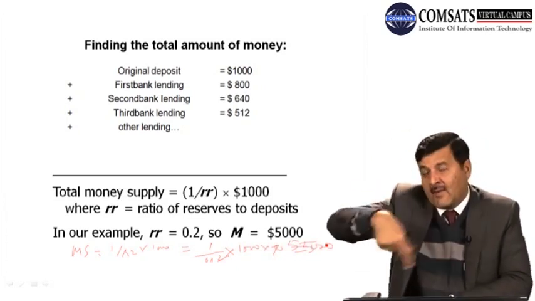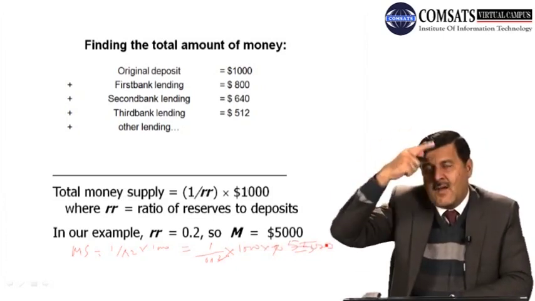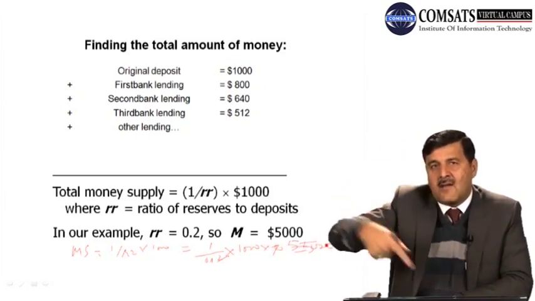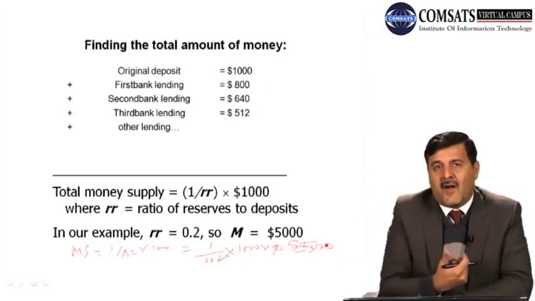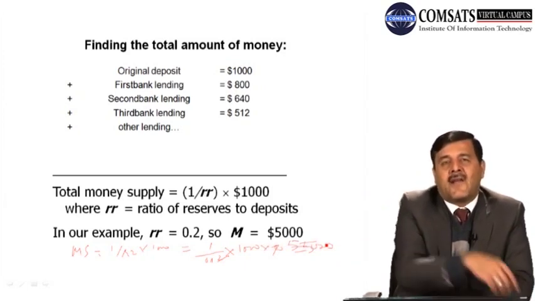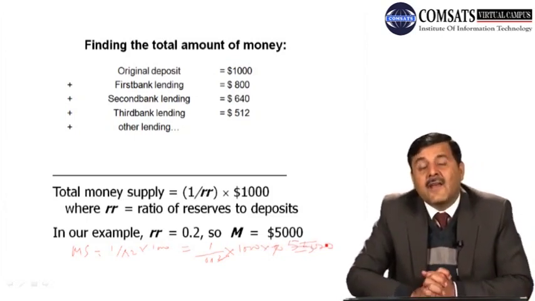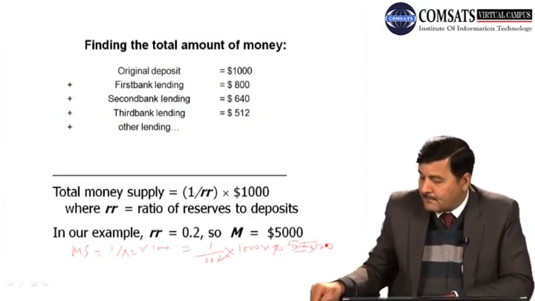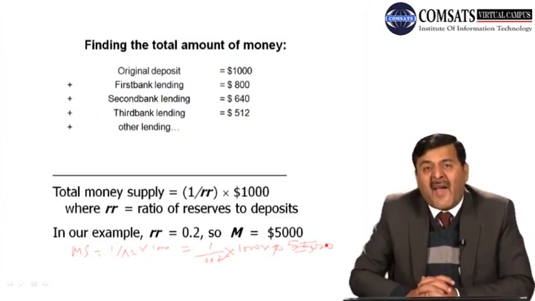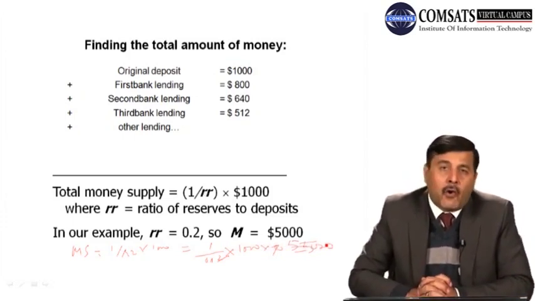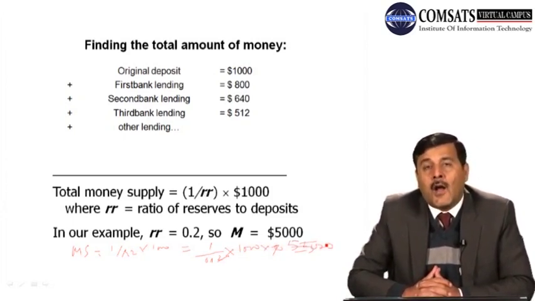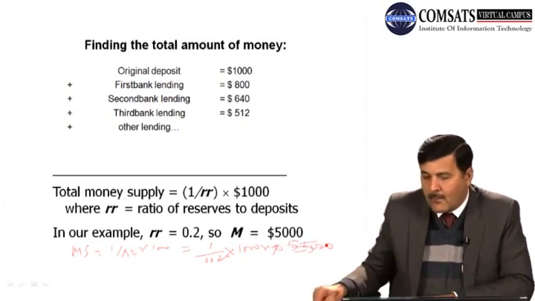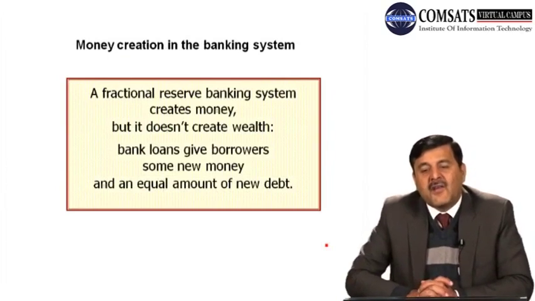This is how the currency and the initial money supply creates or increases the money supply in the country, the currency in the country by multiplier effect. यानी कि $1000 से हमने $5000 की मनी सप्लाई क्रिएट की अभी प्रेजेंट एग्जांपल में. This is how banks can play an important role. ये हम कह सकते हैं कि banks are very important and crucial to create money or to create money supply in the country, in the economy. So money creation in the banking system.